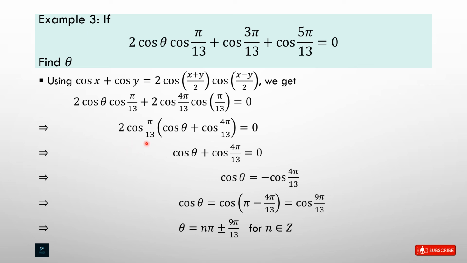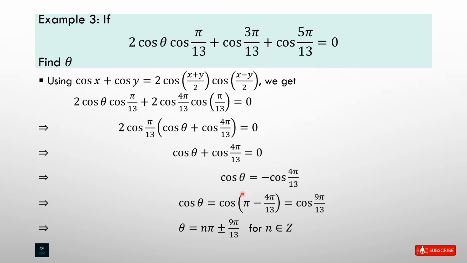Taking 2 cos pi by 13 common, we get 2 cos pi by 13 times the bracket cos of theta plus cos of 4 pi by 13 equals 0. Since we know that cos of pi by 13 can't be 0, this means that the term under the bracket has to be 0. This means that cos of theta plus cos of 4 pi by 13 has to be 0. This means that cos of theta has to be minus cos of 4 pi by 13.